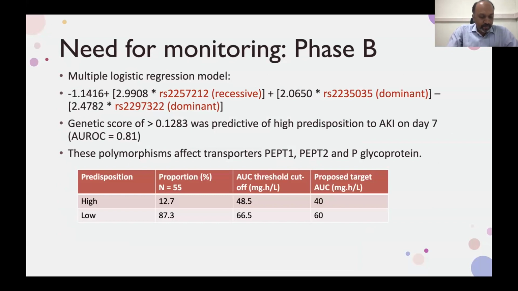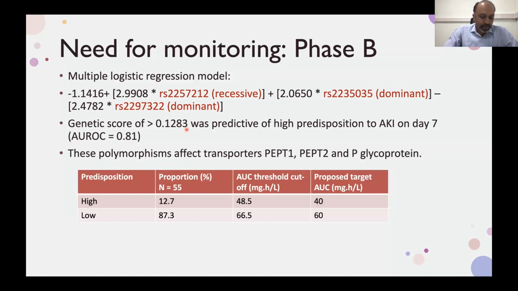In phase B of the study, we identified the role of genetic variants affecting transporters PEPT1, PEPT2, and P-glycoprotein in predisposition to acute kidney injury. The genetic score was calculated using the information on the presence of these genetic variants, and an ROC cutoff of 0.1283 was identified for predicting acute kidney injury on day 7 of treatment. And based on this information, patients were classified into high predisposition and low predisposition to acute kidney injury.